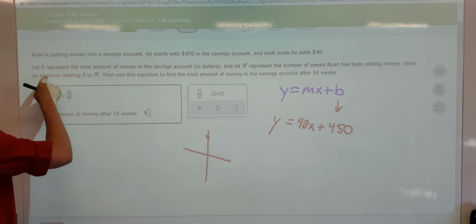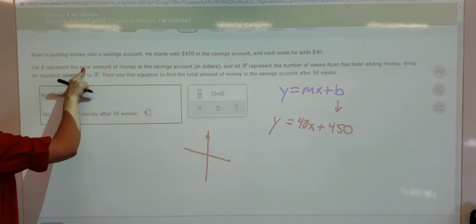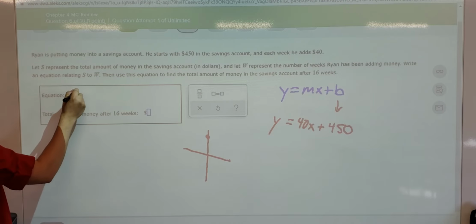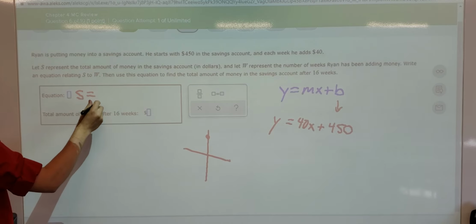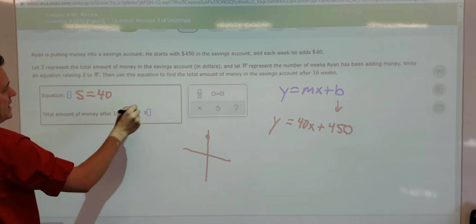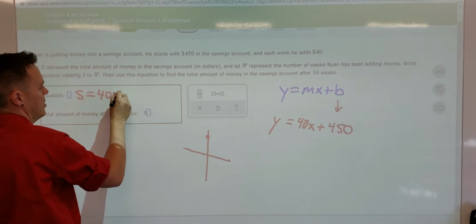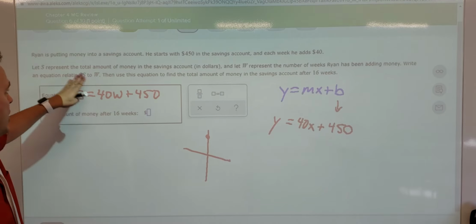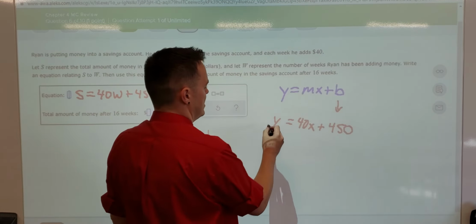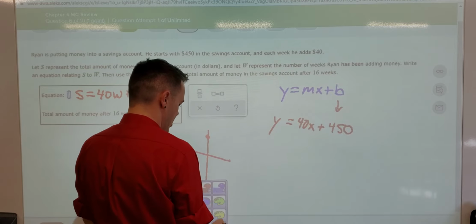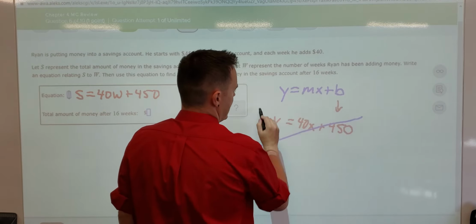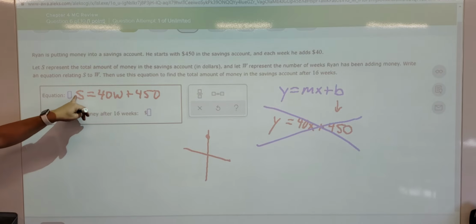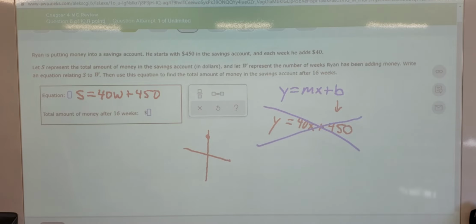My equation, except make sure you do the proper annotation, because I almost wrote y equals. It's not. It's s. So it's s equals 40, and then I need to put w in there, plus 450. Make sure you read through the whole thing and write the proper annotation down. Because this right here, ladies and gentlemen, unfortunately, would have been marked as wrong, because I used y and x when I should have used s and w. And by the way, sorry, it looks crappy.